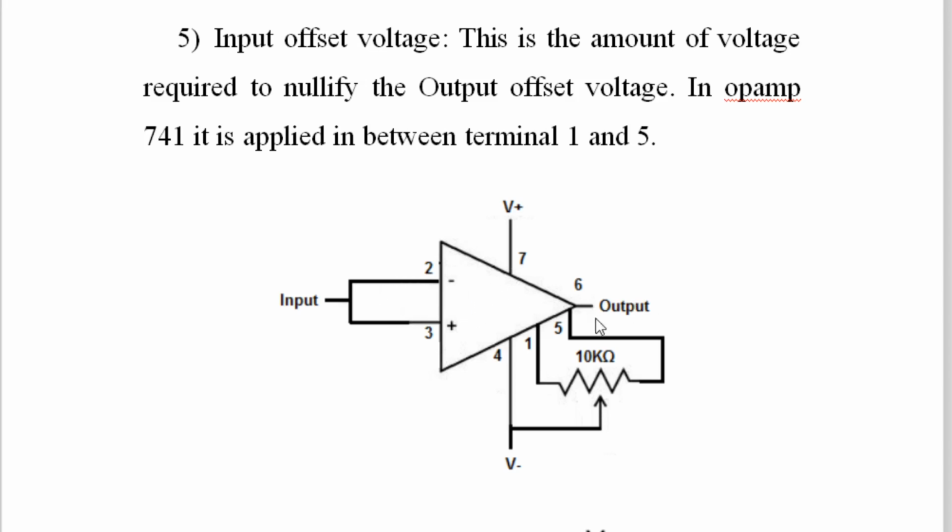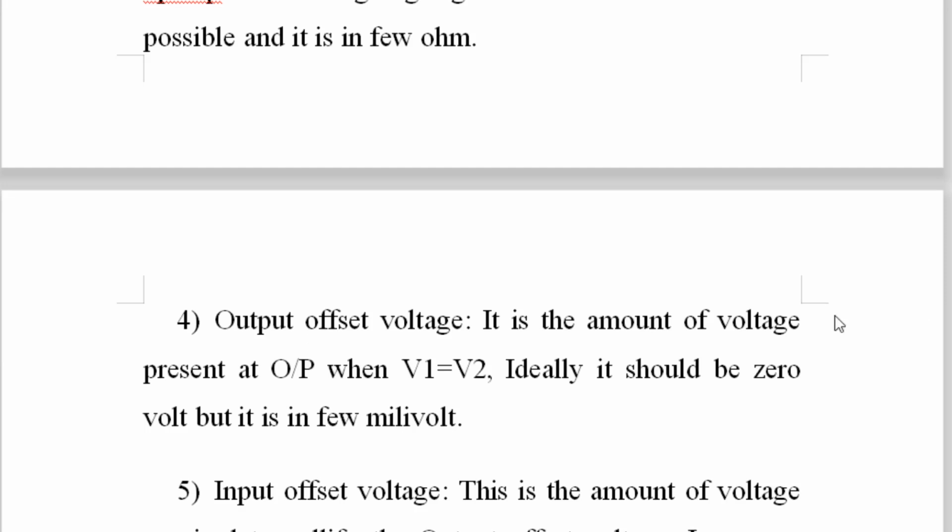But in the case of an op-amp, instead of 0 there are a few millivolts present at the output. Whenever both inputs of the op-amp are at the same voltage, the output voltage should be 0 volt, but instead it is a few millivolts, and that value of voltage is called output offset voltage. This is the amount of voltage present at the output when V1 is equal to V2. Ideally it should be 0 volt, but it is a few millivolts.